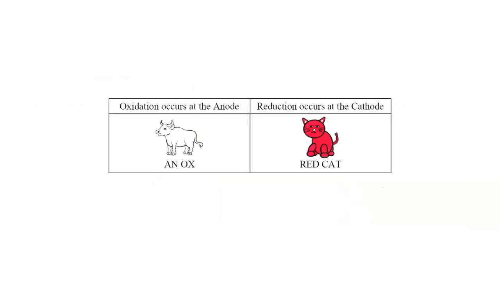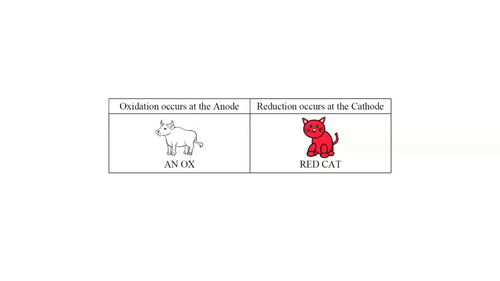Now, before we take a look at question 2 in the packet, here is a mnemonic device that might help you remember which type of reaction occurs at which electrode. So whether it's a galvanic cell or an electrolytic cell, oxidation always occurs at the anode, reduction always occurs at the cathode. So the two animals on this slide, one of them is an ox and the other is a red cat. So an ox helps you remember that anode, oxidation, and then red cat helps you remember reduction, cathode.